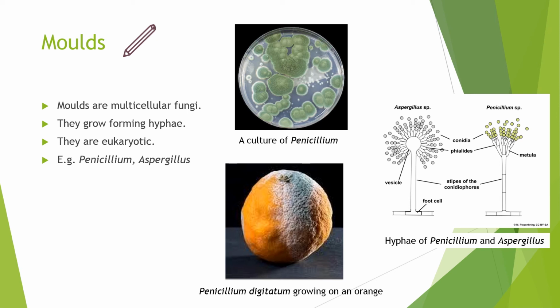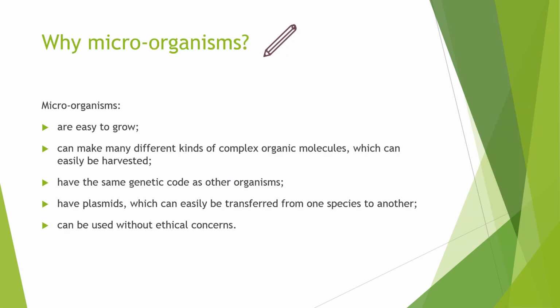Okay, so why do we use microorganisms in biotechnology? There's a whole load of reasons, really. The first and foremost is that they're really easy to grow. You can grow them everywhere, even on your orange. You shouldn't be doing that, but you get the idea. It's really easy to have a microorganism as a pet. It's not terribly complicated to make them grow.